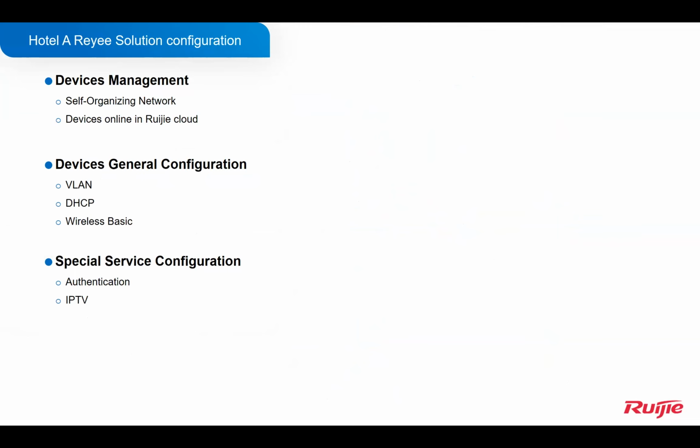Okay, so after the management, we will learn the general configuration. We can create the VLAN information and do the DHCP, and create the basic network. And the third is special service configuration, which includes authentication. We can do multiple authentication for our different customers, and it also includes the IPTV service. So actually the IPTV service is very important for the hotel scenario.